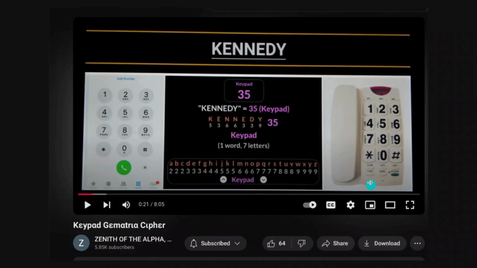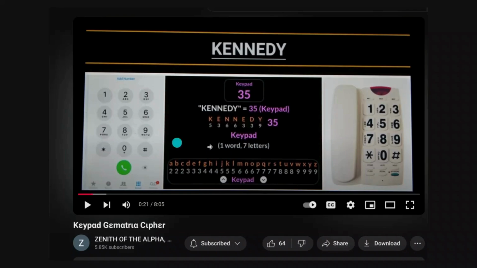But before we do that, I'm going to introduce this Keypad Gematria Cipher. And the cipher is very simple. It just takes the letters on the keypad and gives them numeric values. For instance, the letters A, B, and C will be worth 2 because on the keypad, A, B, and C are on the number 2. And you guys go watch Zenith of the Alphas video. His channel name is right there at the bottom. He did a whole video around this cipher. So please go check that out.